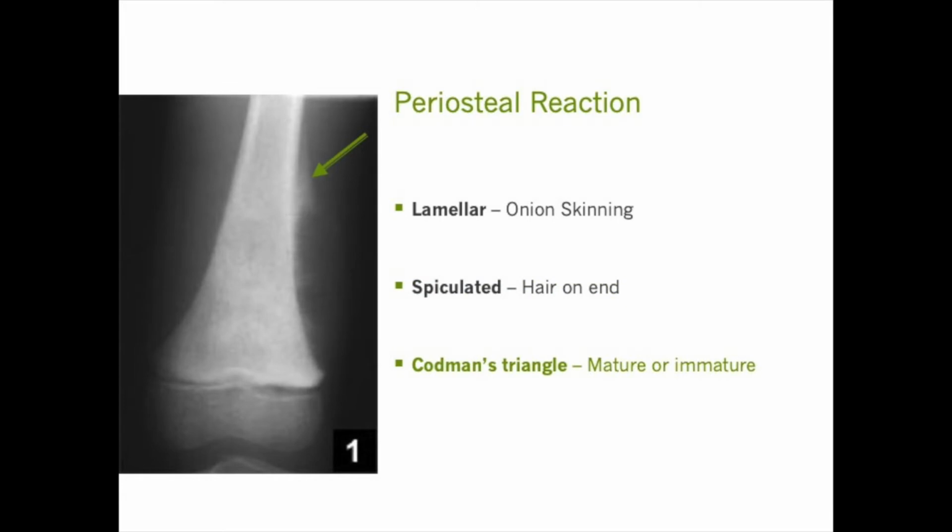The final thing is what's known as a Codman's triangle. A Codman's triangle is a triangular new bone formation of periosteal reaction. It can be mature or immature. This is an image of an immature reaction, and you can see it just looks like a triangle sticking off the side of the bone, and the reason it's a triangle is because where that gets truncated distally there is a large tumor.